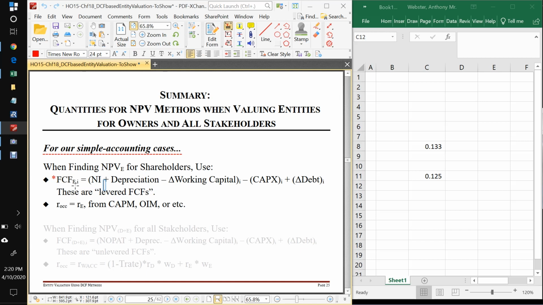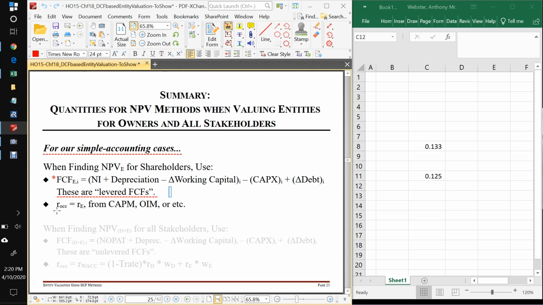Free cash flow to owners in year i is going to be net income in that year, plus depreciation in that year, minus changes to working capital in that year, minus capital expenditures in that year, plus any changes to the debt in that year. And again, these are what we call the levered cash flows. They're levered because they come after we pay interest. They represent and include the effect of that leverage of having to pay that interest, okay?